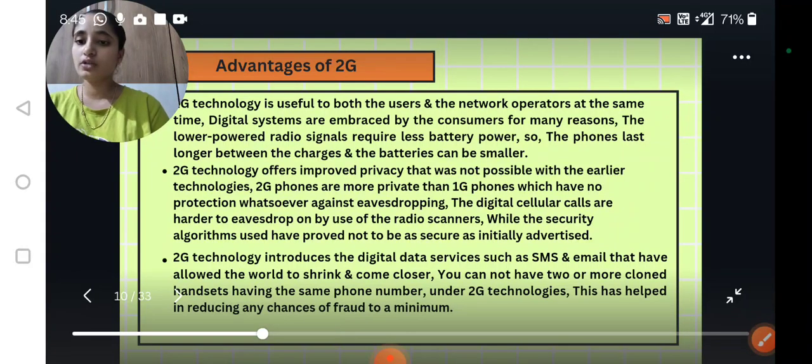2G technology introduced digital data services such as SMS and email that have allowed the world to shrink and come closer. You cannot have two or more cloned handsets having the same phone number under 2G technologies. This has helped in reducing any chances of fraud to a minimum.